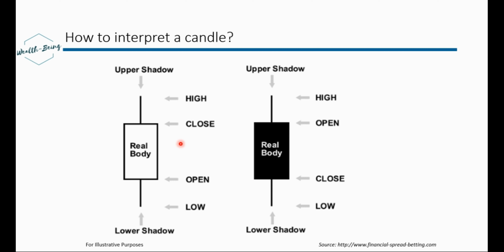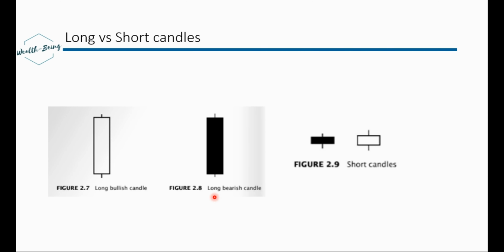The two thin lines extended above and below the real body are called shadows. The top of the upper shadow is the high price, and the bottom of the lower shadow is the low price. Next, let's look at some characteristics of candlesticks.